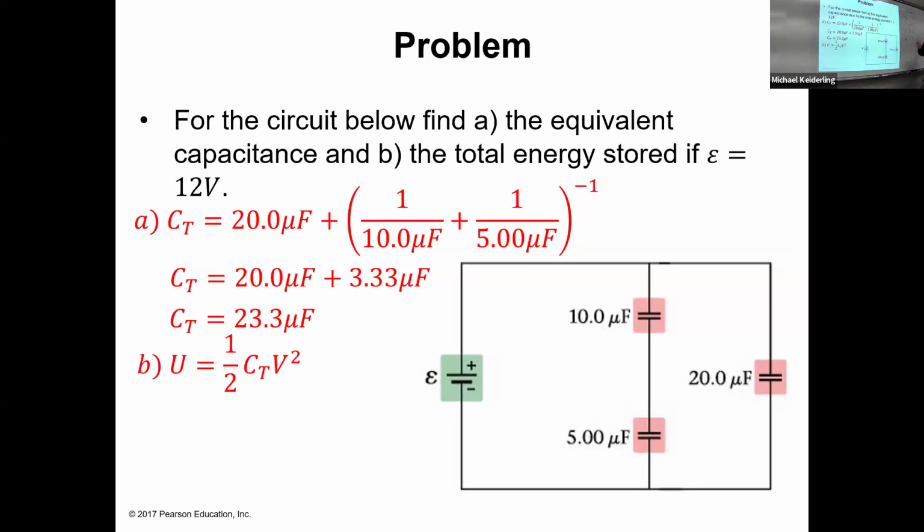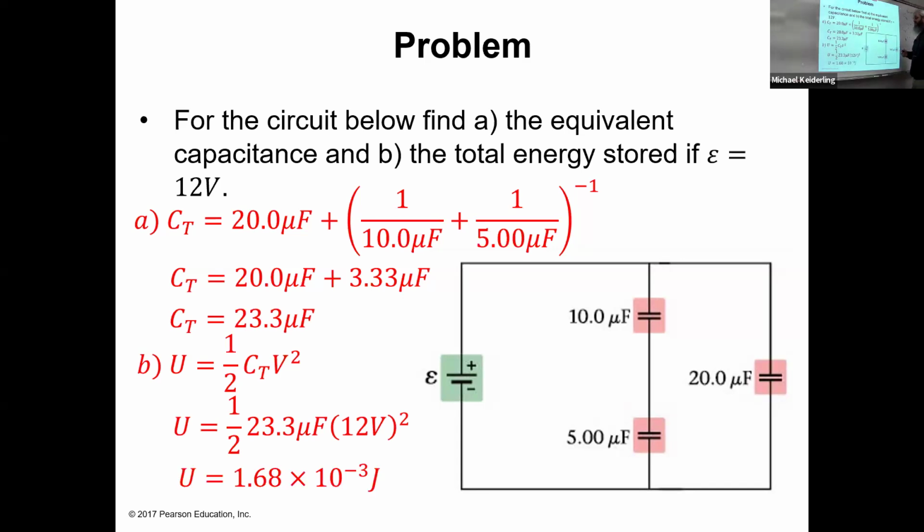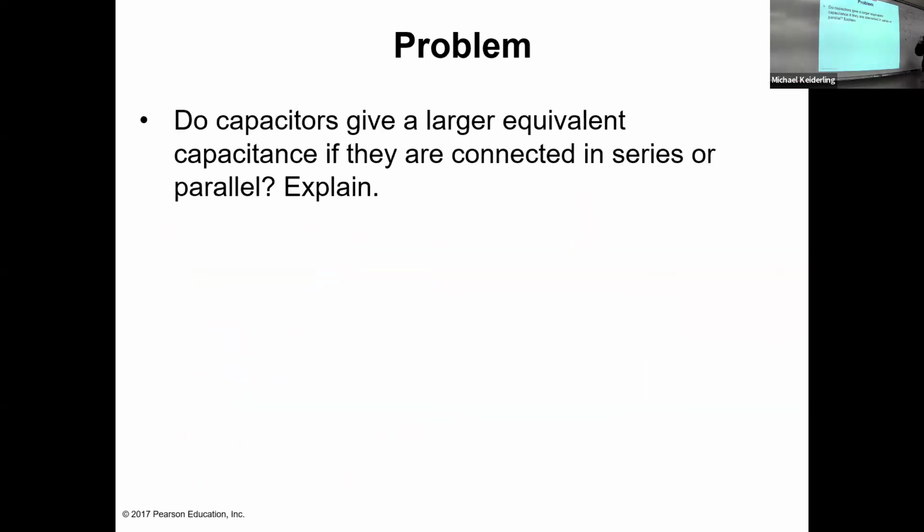The energy stored is just 1/2 times the total capacitance times the voltage squared. So 1/2 times 23.3 microfarads times 12 volts gives us 1.68 times 10 to the -3 joules. Because these are microfarads, so that's times 10 to the -6. Any questions about that? Okay.